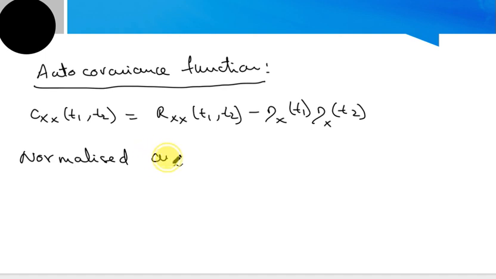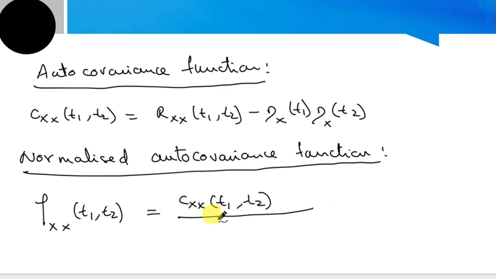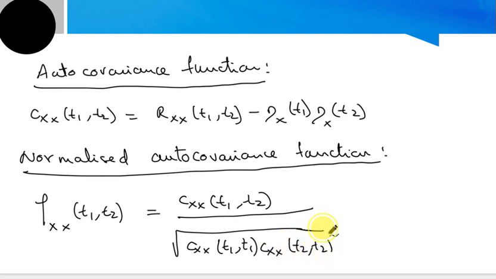Normalized autocovariance function. Okay, what is the normalized autocovariance function? This is denoted by rho xx of T1, T2, which is nothing but our Cxx of T1, T2 divided by the square root of Cxx at the same point T1, T1 into Cxx at point T2, T2. Okay, so this is the function.